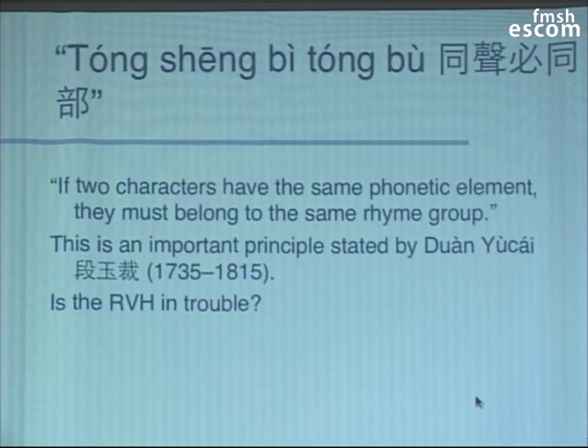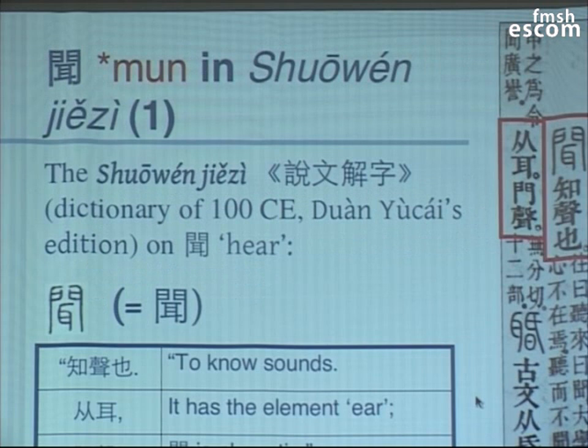Now, there's this principle, tong sheng bi tong bu, that is, if two characters have the same phonetic element, then they must belong to the same rhyme group. This is a principle enunciated by Duan Yucai, and it's usually true. This is a valid principle for the most part. So is the rounded vowel hypothesis in trouble? Well, you must have anticipated that no, it's not.